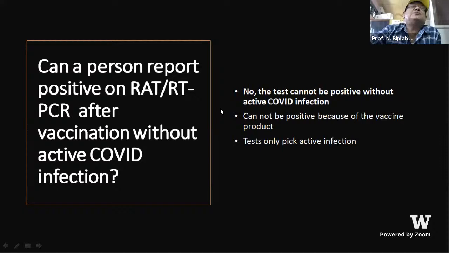Now, can a person report positive on RT-PCR after vaccination without active COVID infection? The answer is no. The test cannot be positive without an active COVID infection, and cannot be positive because of the vaccine products. The test only picks up the active infection.